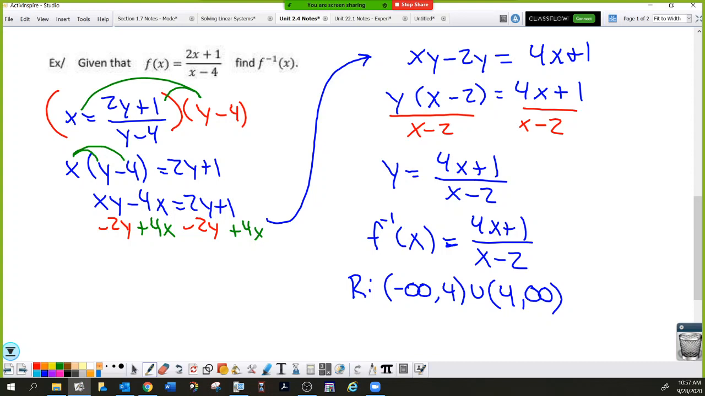No. So what he did is I asked him, what is the range of this inverse? And he said the range of this inverse must be the domain of the original. And I said, yeah. So the original has a domain of all real numbers except for 4. So we know that the range of the inverse is negative infinity to 4 and from 4 to positive infinity. Cool beans? Cool beans. Great.